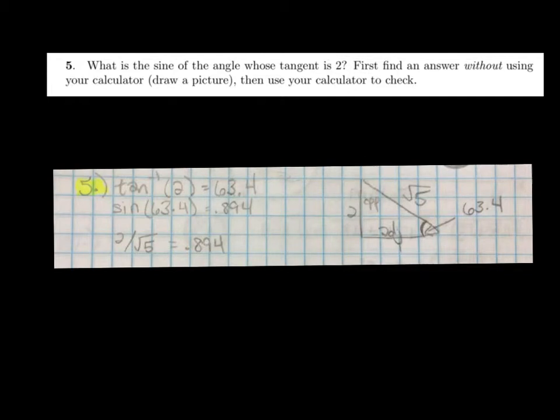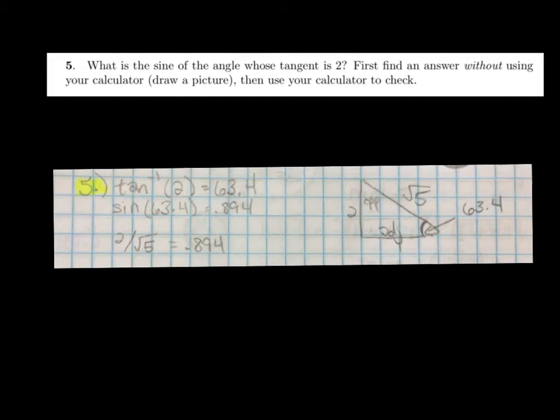Perfect. And then for inverse tan, we did 2, and we got 63.4. And for sine, we plugged in 63.4 and got 0.894. And then we did 2 over the square root of 5, and you got the same answer. Why'd you do 2 over square root 5? To get sine? And then those are the opposite and the hypotenuse?